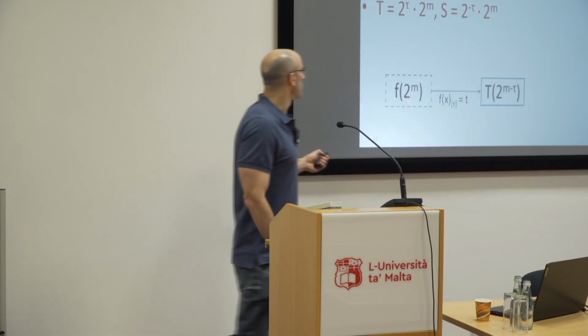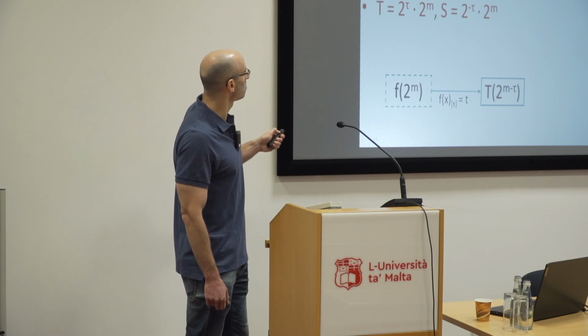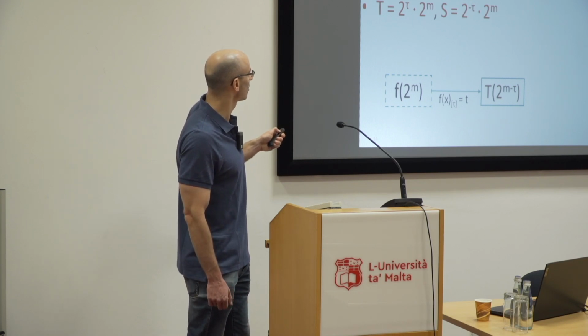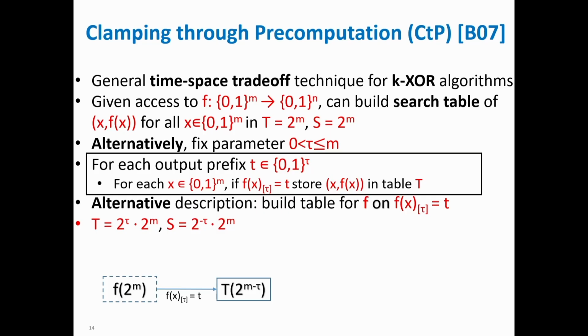So what's the time complexity here? Basically, we're iterating over all prefixes, so the iteration of this loop costs 2 to the tau. And for each one, we're iterating over the entire domain, so it's 2 to the m. If you compare this with the trivial step, the time complexity is larger. It's 2 to the tau plus m.